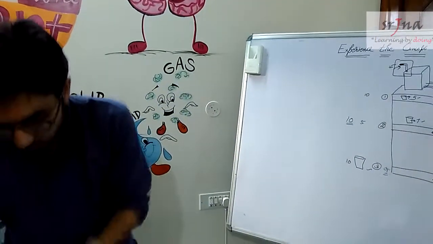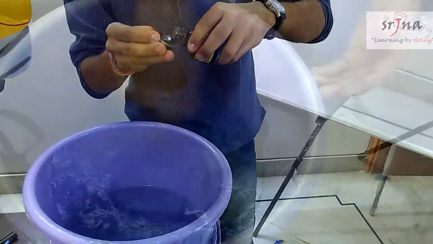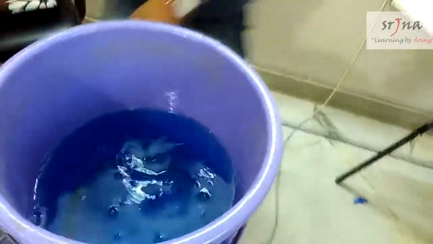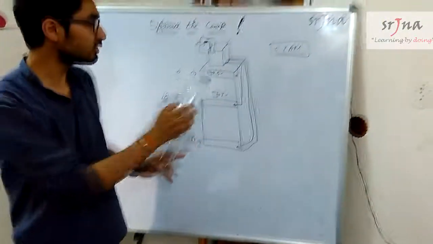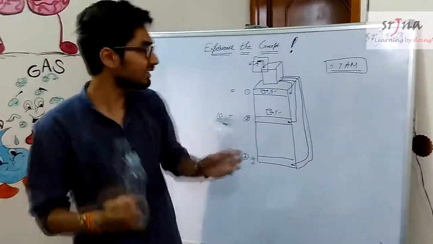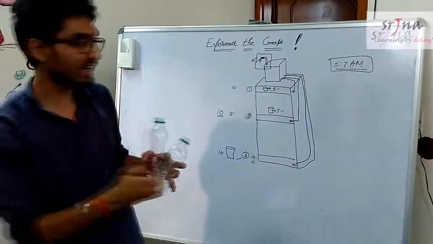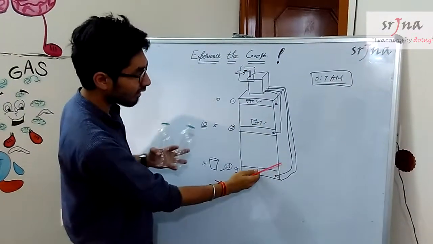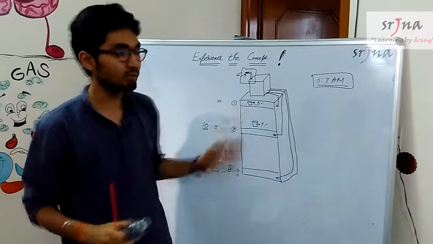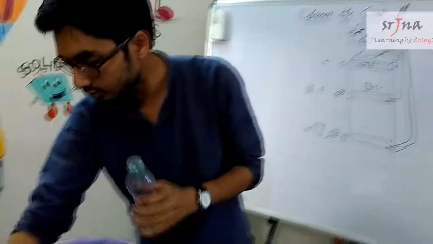To get a better understanding, I'll add a little ink to the water just to make it visible. Now I'll take these two bottles. With reference to the example, these two bottles will act as the water tanks. This one will act as a water tank for, let's say, the ground floor, and this one with the lesser length will act as the one for the topmost floor. So let's fill water in both these bottles.